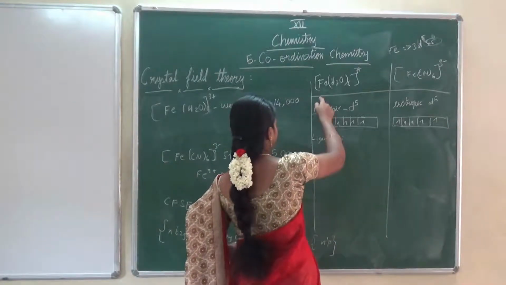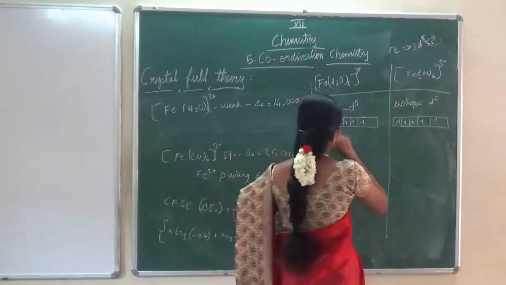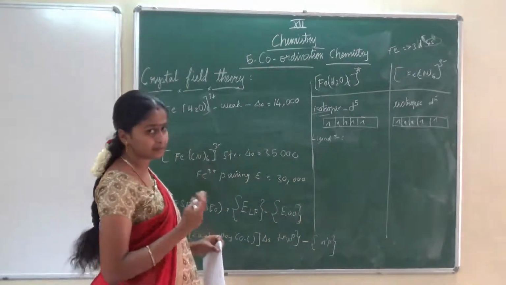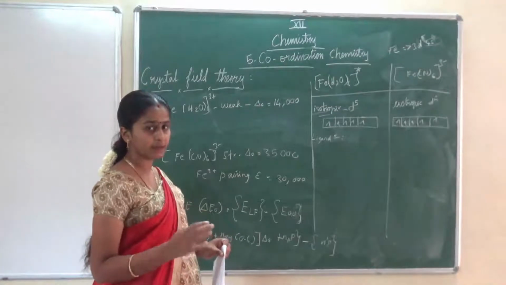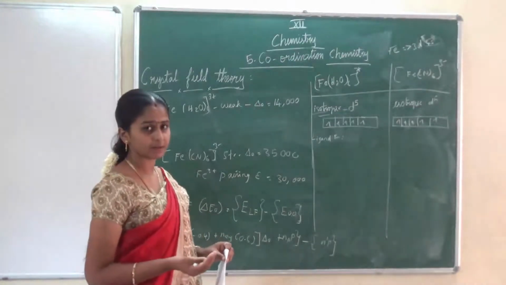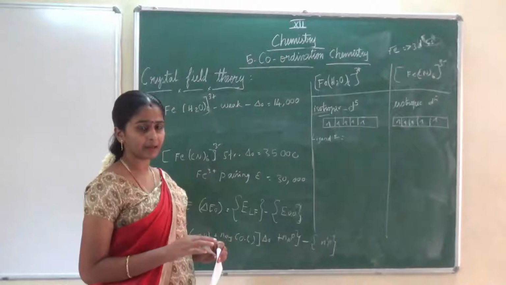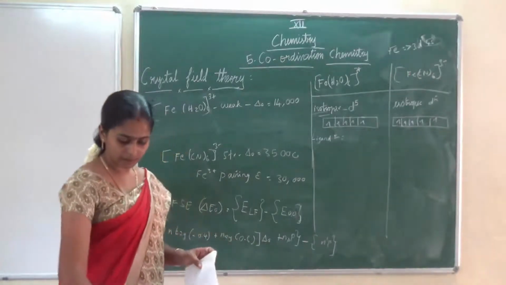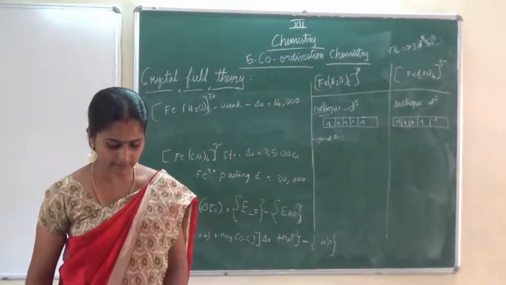first let us calculate for water. Let us think of the water as a low spin as well as a high spin. Okay, finally we will see which spin it is. Low spin means what? Electrons will be paired. High spin means electrons are not paired. Okay, unpaired. So first let us take the water.